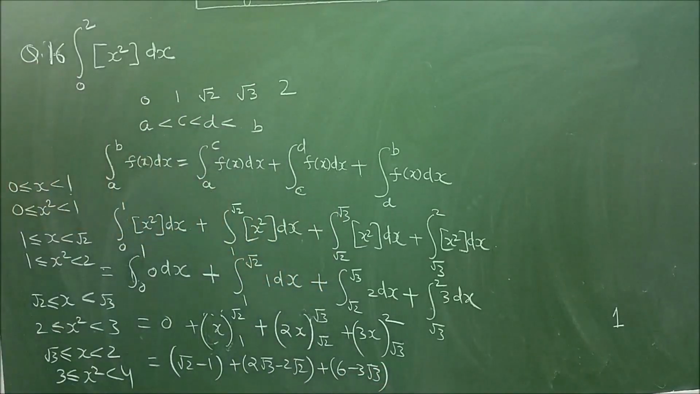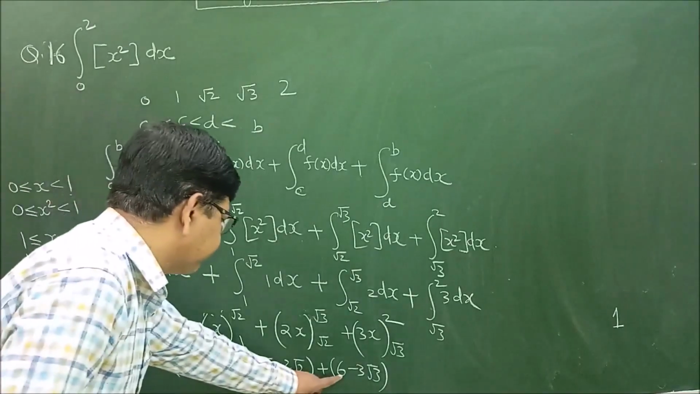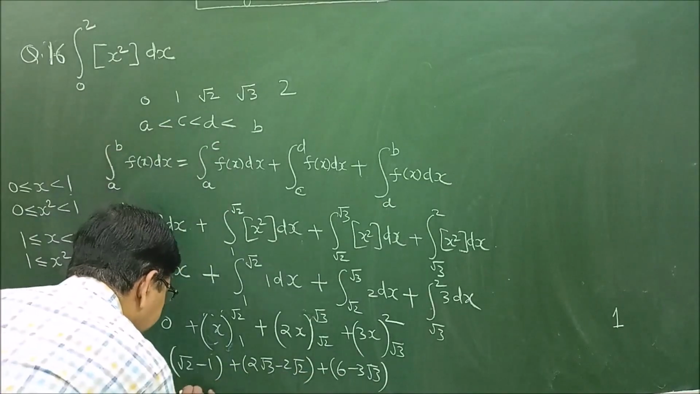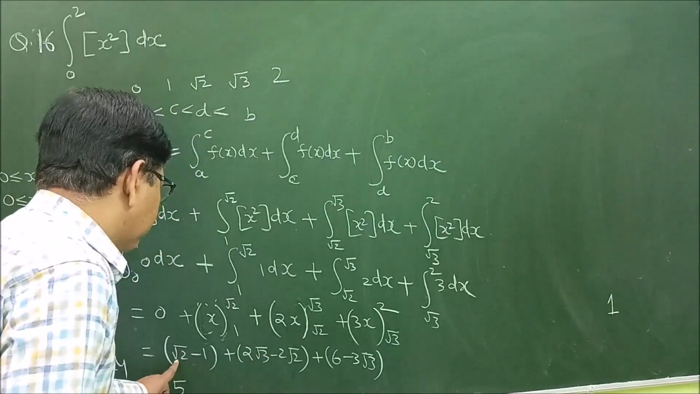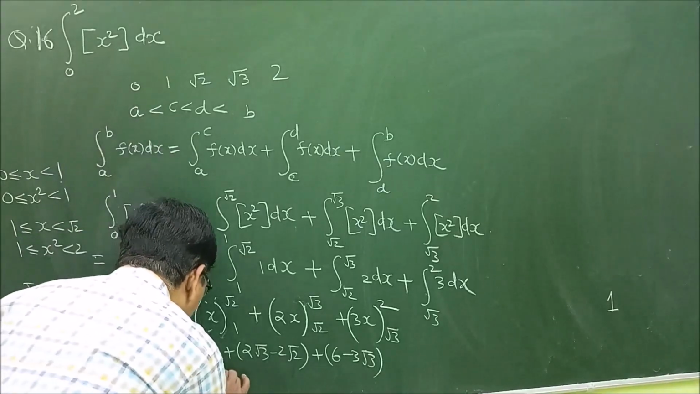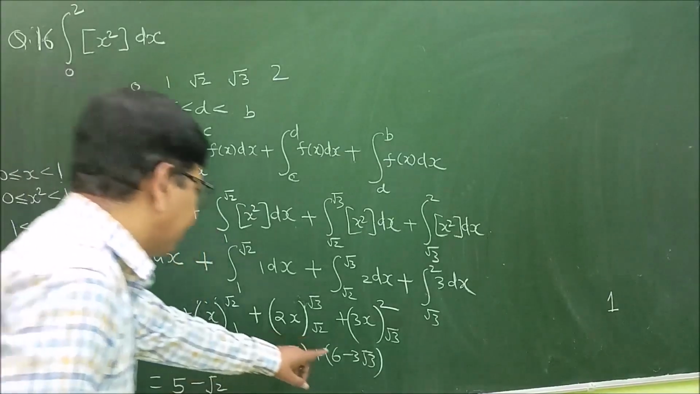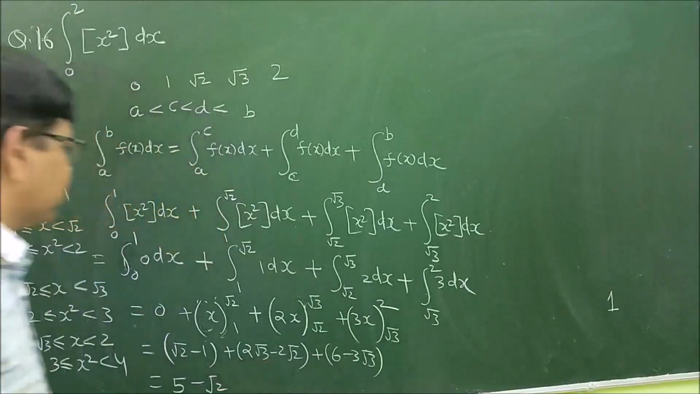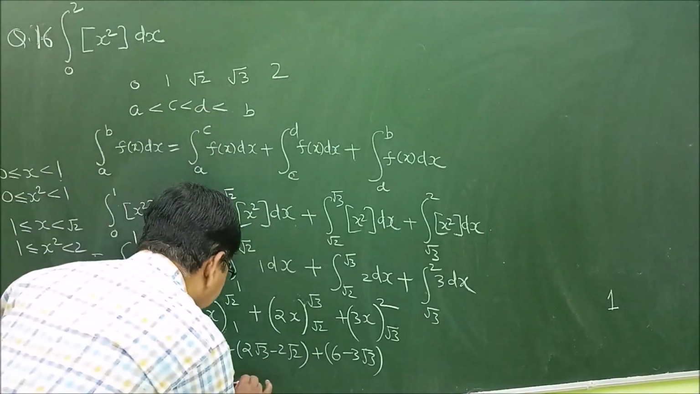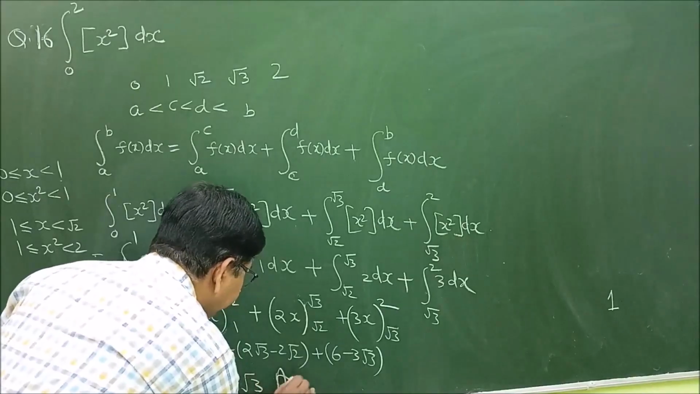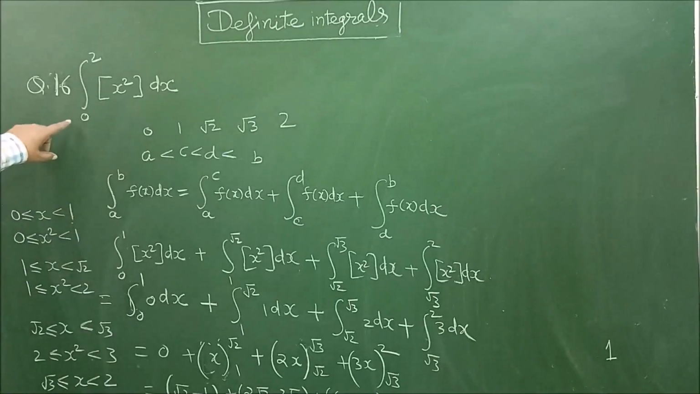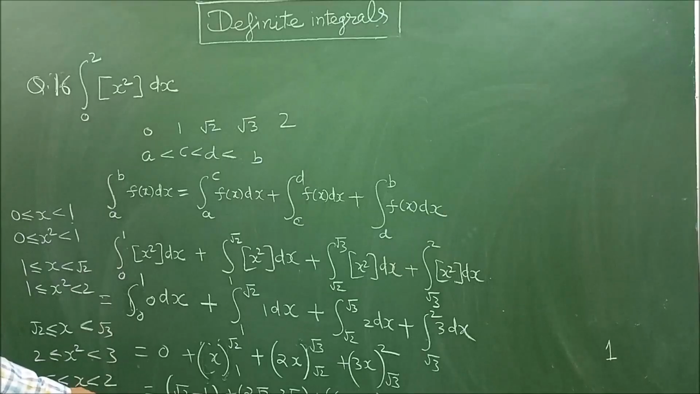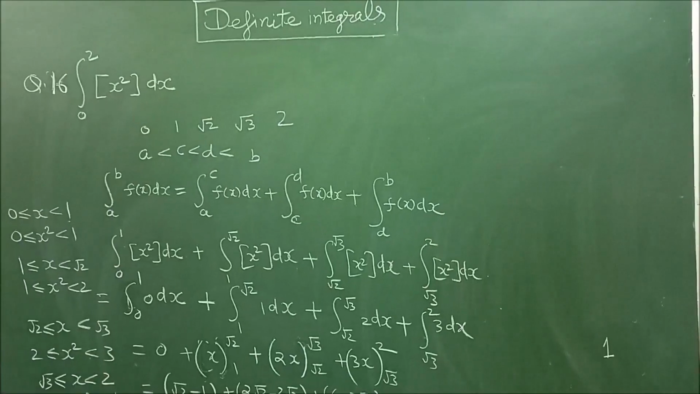So 6 minus 1 is equal to 5, and minus 2 root 2 plus root 2 is equal to minus root 2, and minus 3 root 3 plus 2 root 3 is equal to minus under root 3. So this is the final answer of this question. The definite integral 0 to 2 greatest integer x square dx is equal to 5 minus under root 2 minus under root 3.